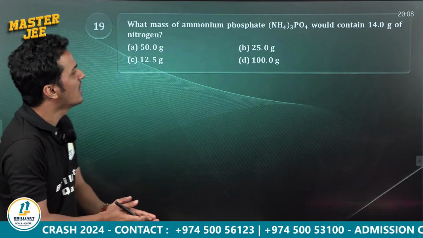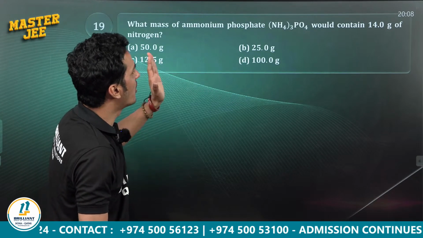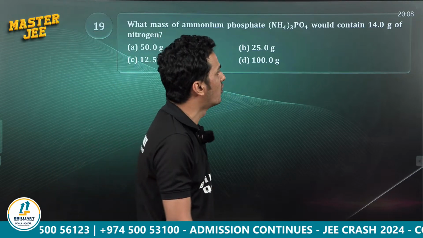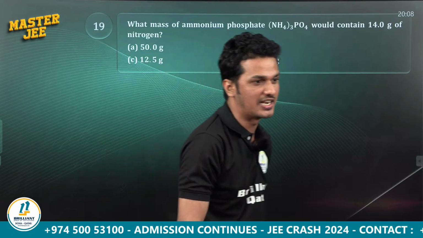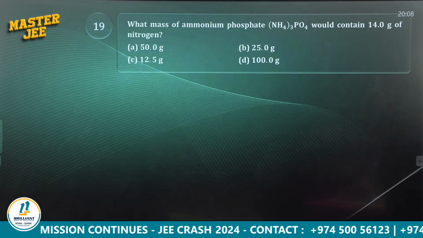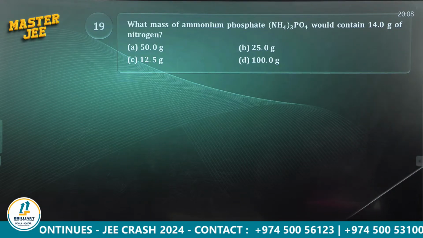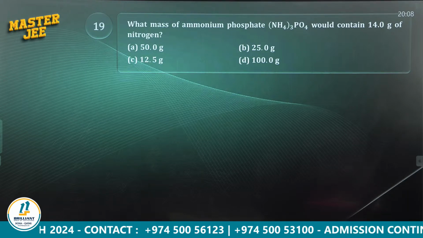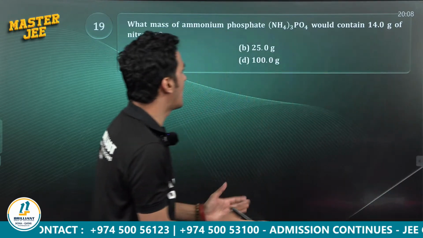This is the next question. What mass of ammonium phosphate would contain 14 gram of nitrogen? Okay, I hope you can see the question very carefully. Yes, Ashmita is telling the answer. Listen to me carefully.